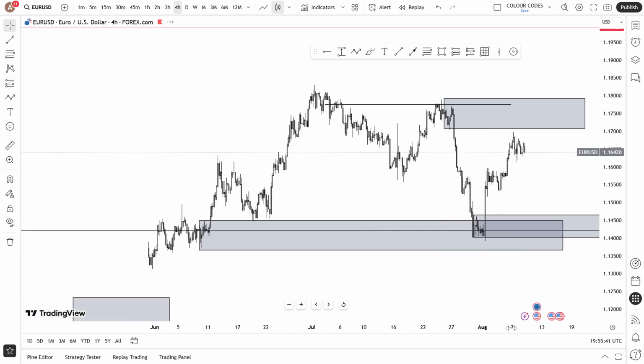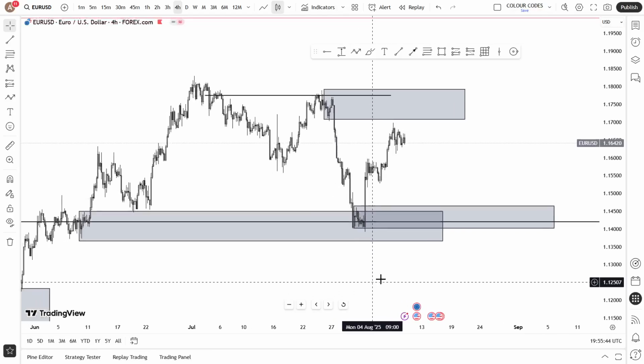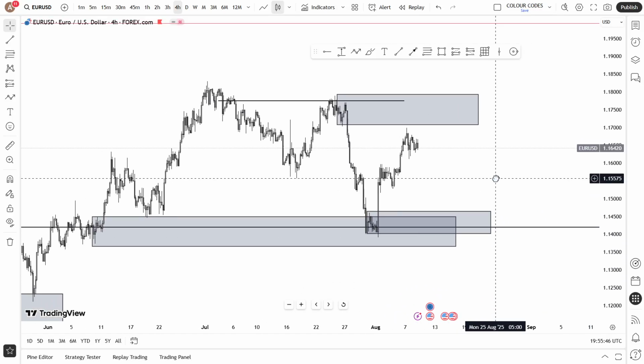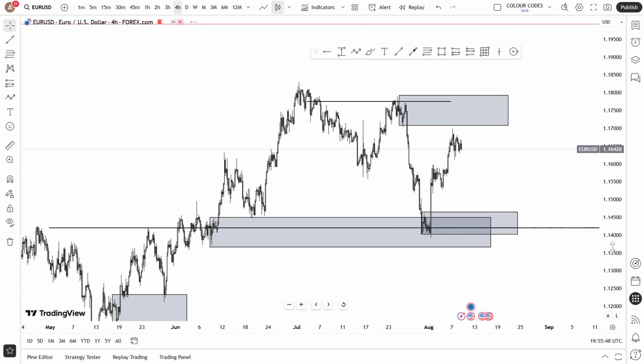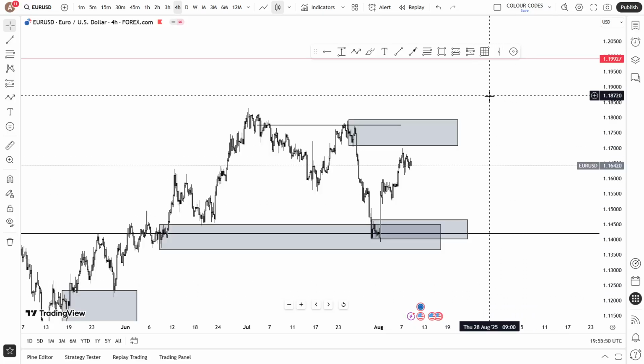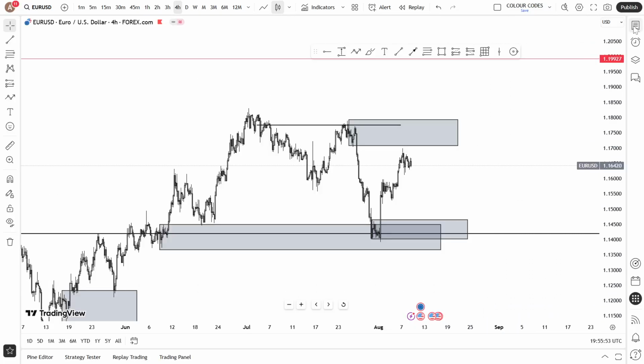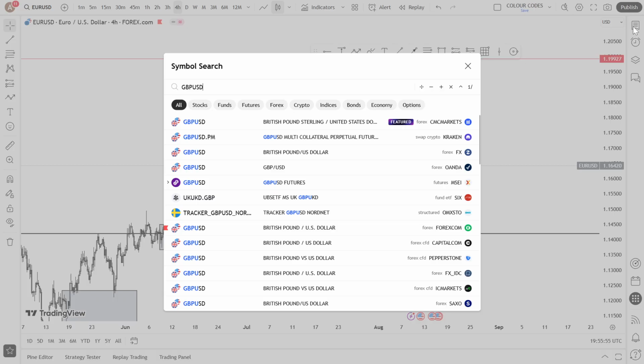And then if you know what you are doing, you know where to look and then what to do at the right time. So Euro USD has given you the possible zones. When market opens, you will know what to do. Let's move to GBP USD.